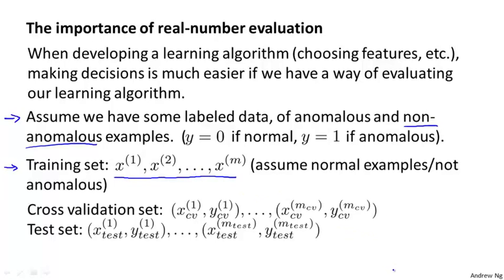Specifically, for both the cross-validation and test sets, we're going to assume that we can include a few examples that are known to be anomalous. So the test set, say, will have a few examples with y equals 1 that correspond to anomalous aircraft engines.